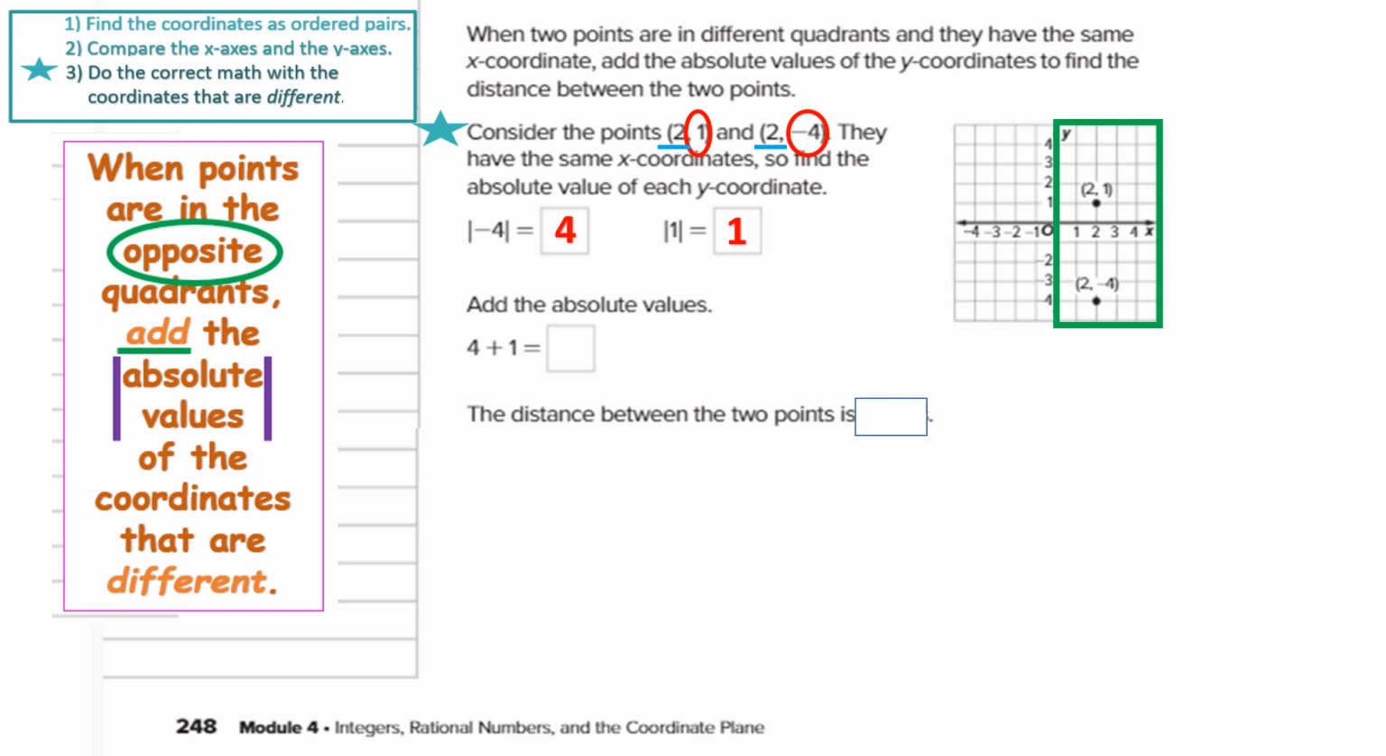And since they are in opposite quadrants, since one is a positive and one is a negative, then I know I have to add them together. Because once again, I have to go from the -4 up to 0, and that's 4 steps. And then from the 0 up to 1, that's 1 step. So 4 plus 1 does give me 5. So the distance between the 2 points is once again 5 units.